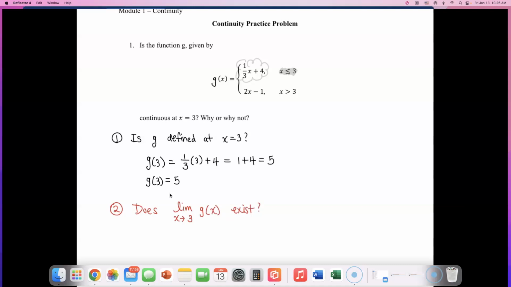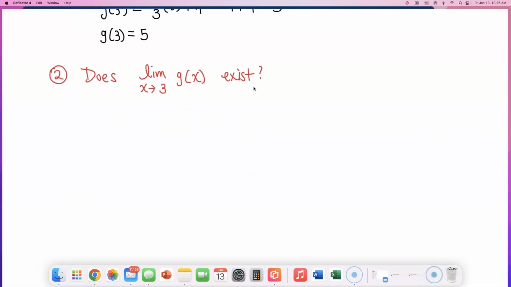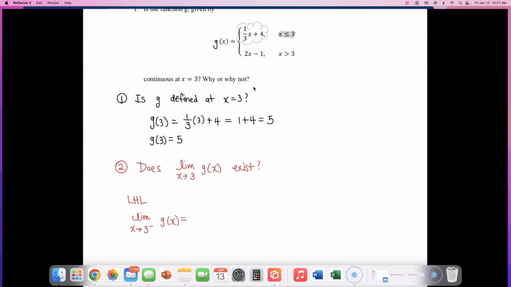Okay, so in order for the general limit to exist, the left side limit and the right side limit must be the same. So we will find this by plugging in this number 3 into the top and into the bottom and see if they come out to be the same. Okay, so take a look at the notation. Let's find the left-hand limit first. Limit as x approaches 3 from the left of g of x is equal to, see the left side of x equals 3. We're using that piece, right? So you're going to plug in 3 into this red boxed expression. So that is going to be 1/3 times 3 plus 4, which we did, and that came out to be 5. So the left hand limit is 5.